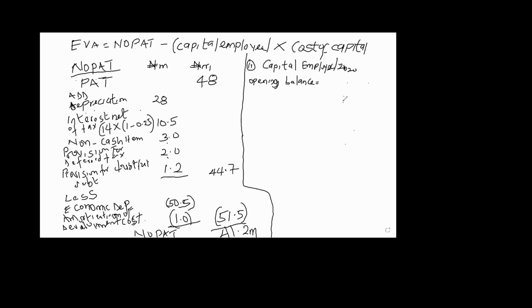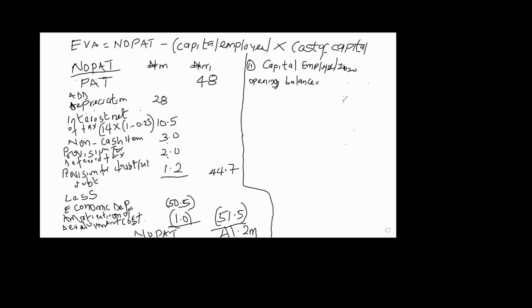Look at 2019. Shareholders' funds, how much, please, for 2019? 400. Then long-term and medium-term debt, how much? 100 million. That means the closing capital employed for 2019 is 500 million.